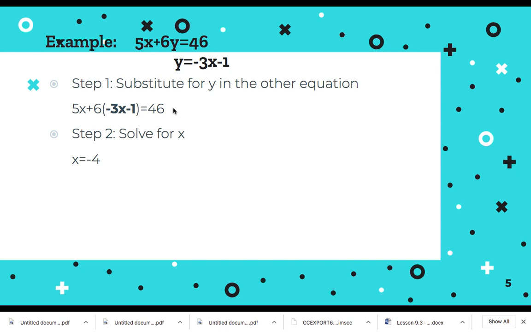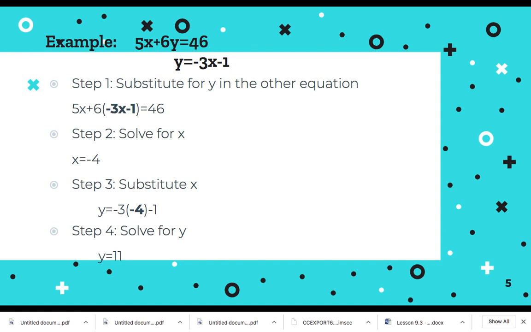Next step, you would solve that equation for x, and just like if you're solving it for y, you're going to combine like terms after you distribute, and then you'll solve a two-step equation. Now that we know that x equals negative 4, we'd plug it back into one of these two original equations, and then solve for y. And then our final answer, of course, is an ordered pair.